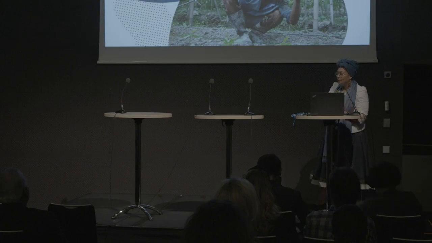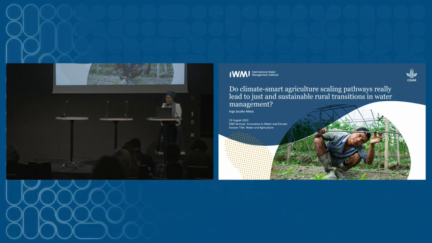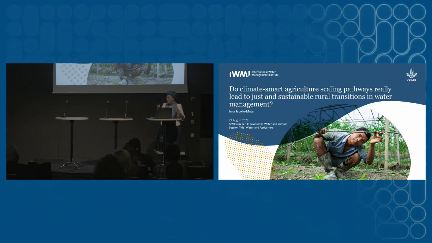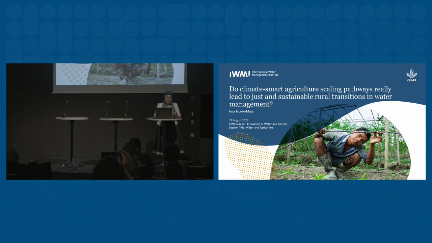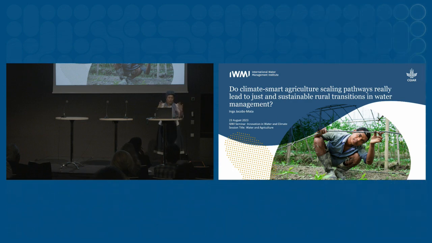I'd like to share a little bit about some of the work that we're doing in Southern Africa, where we are developing accelerator programs. We are scaling climate smart agriculture and climate information services through a program called an accelerator model. And I'm sharing with you a little bit of the lessons learned along the way in terms of how this intersects with the just transition that we're talking about in climate smart agriculture.